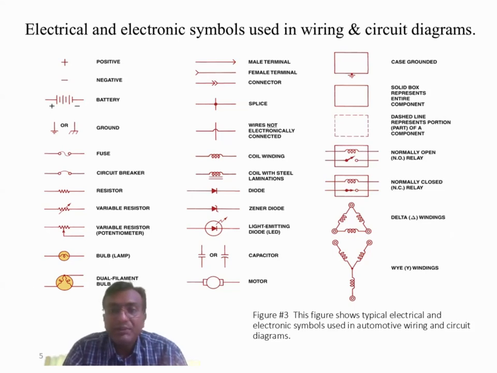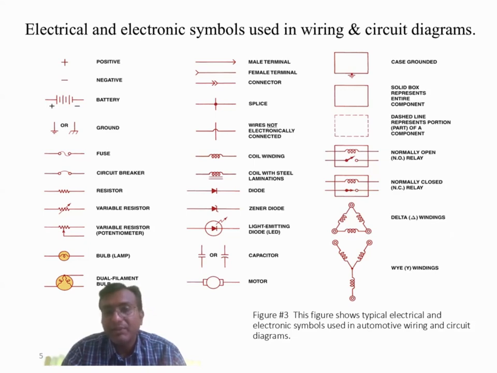filament bulb. This is a main terminal of a wire. This is a female terminal, and this is a connector. This is a splice. Then these are wires which are not electrically connected. This is a coil winding. This is a coil winding with laminations, diode, Zener diode, light emitting diode, capacitors, motor. This one is the case grounded symbol.